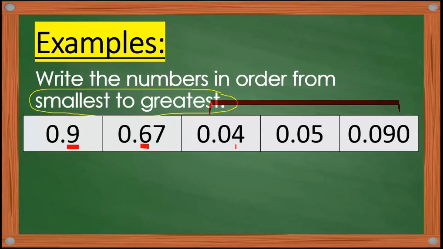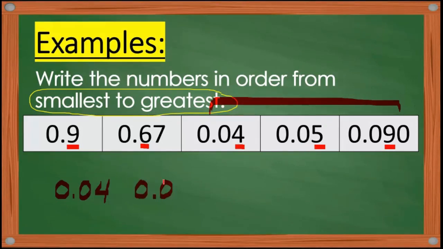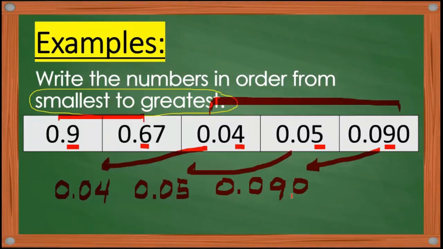Punta tayo sa hundreds place value. Sino ang pinakamababa? Alin dyan ang pinakamababa? 'Di ba 0.04? So, yan yung una natin. Next, ano yung sumunod? 0.05. At yung sunod, 0.090. Okay, now, let's proceed.